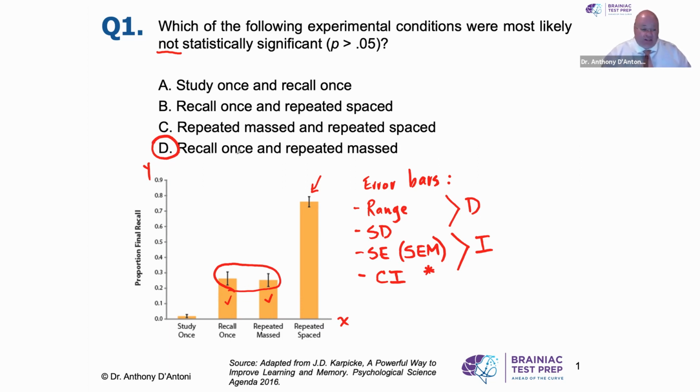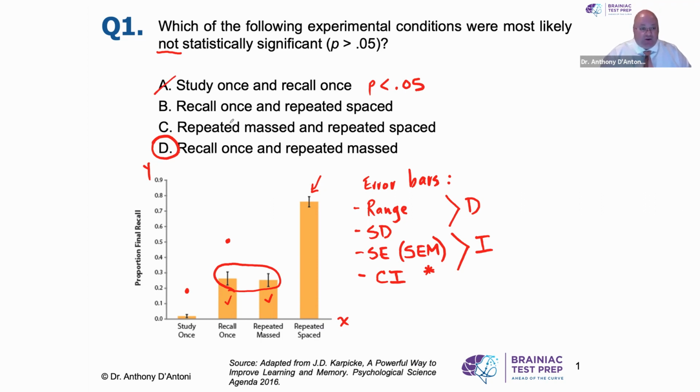Now let's consider the other conditions, and we'll start with incorrect answer choice A, study once and recall once. Here's the study once group versus the recall once group. You can see that the error bars are not overlapping at all, and in fact, there's quite a distance between them. So this suggests strongly that the p-value is less than 0.05. This is statistically significant, so this wouldn't be the correct answer.